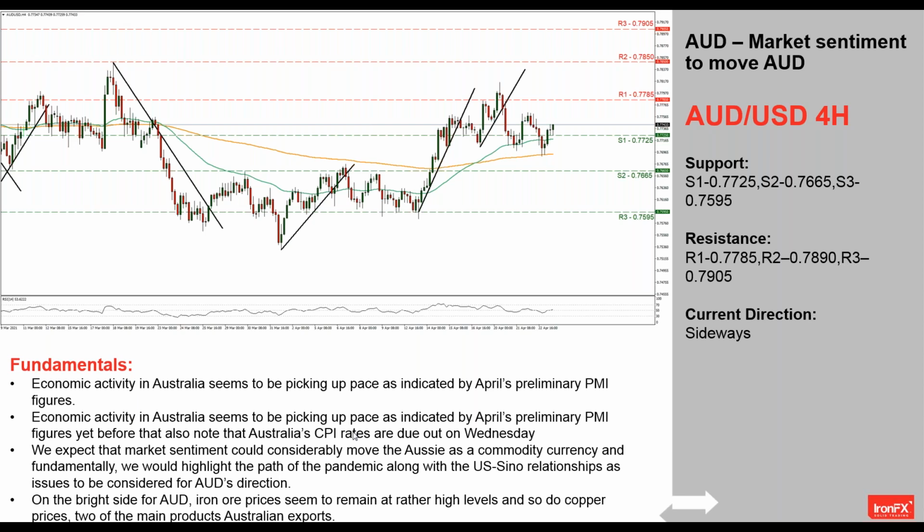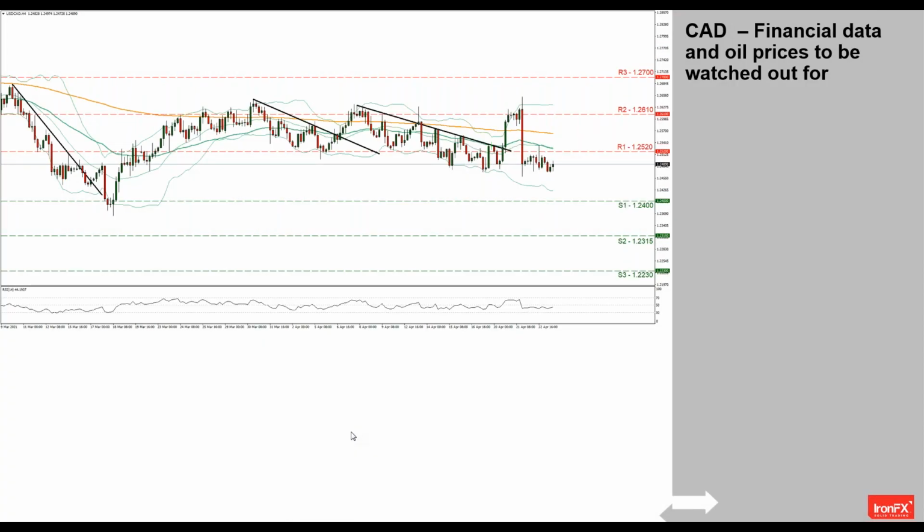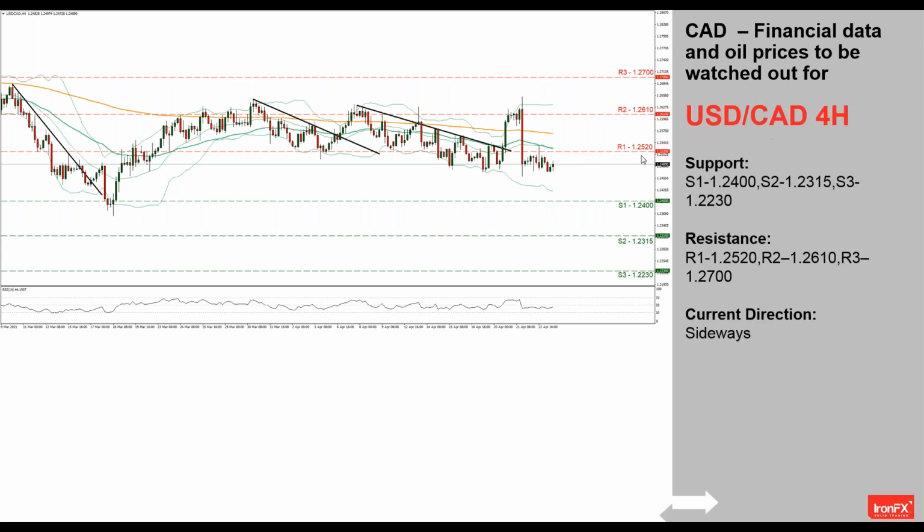Moving on to the CAD, and this would be USD CAD for our chart. Now, the CAD has also been moving in a sideways motion, yet there seem to be some bearish tendencies from time to time for the pair. Note that the pair has gotten, I would dare to say, some moving to the sideways bias motion, while at the same time, note that to the upside, we have mentioned the R1, 1.2520, above that, the 1.2610, and the 1.27.